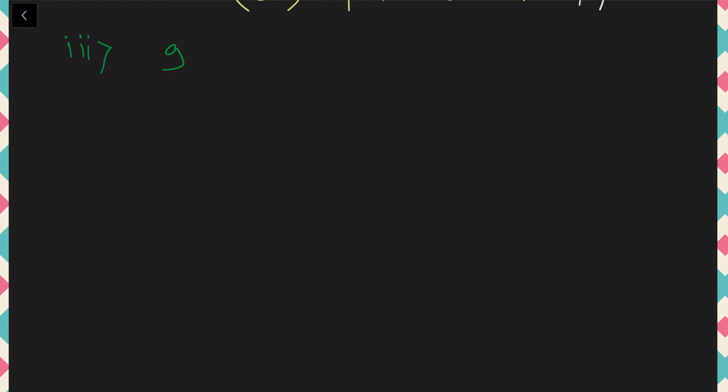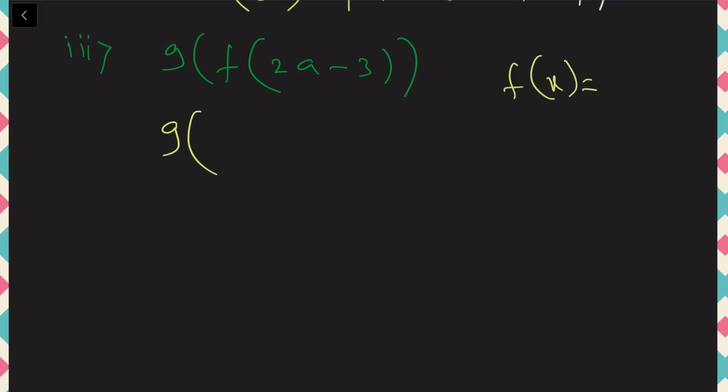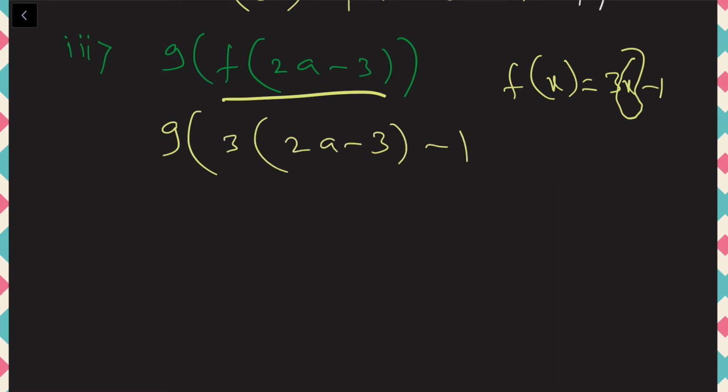g of f of 2a minus 3. So first, what is the value of f of 2a minus 3? Here in the question, f of x is given as 3x minus 1. Now we want the value of f of 2a minus 3, so wherever we have x, in the place of x we need to substitute 2a minus 3. So 3 into (2a minus 3) minus 1, as it is.